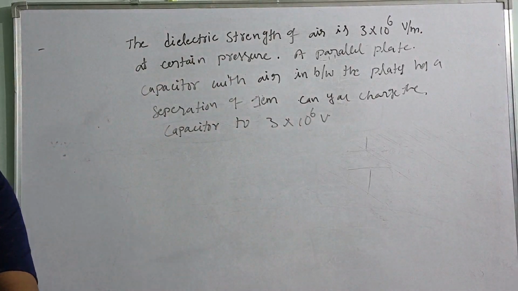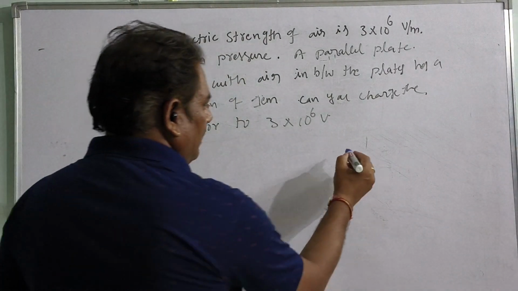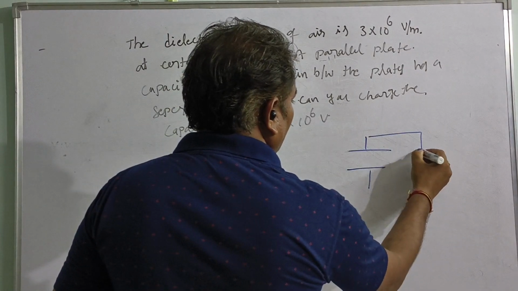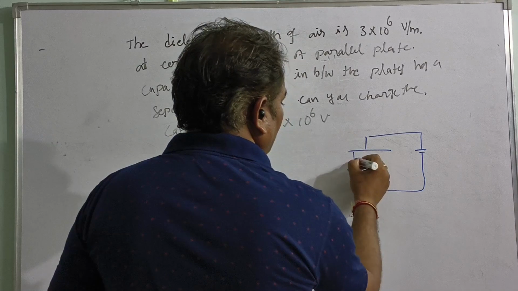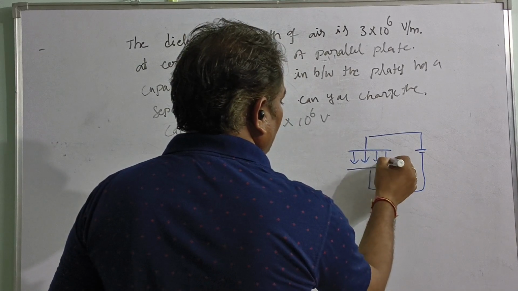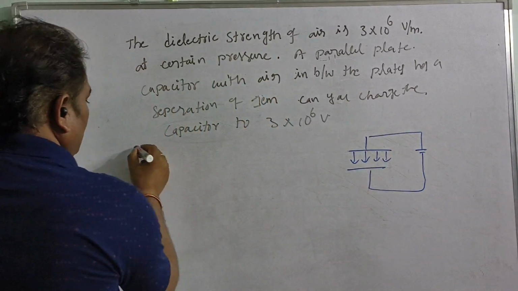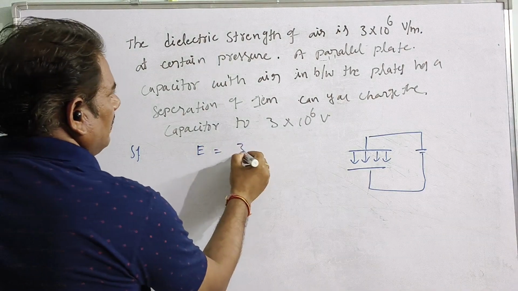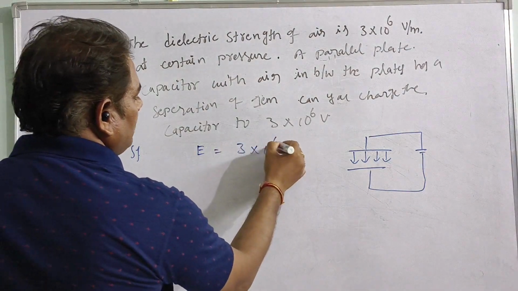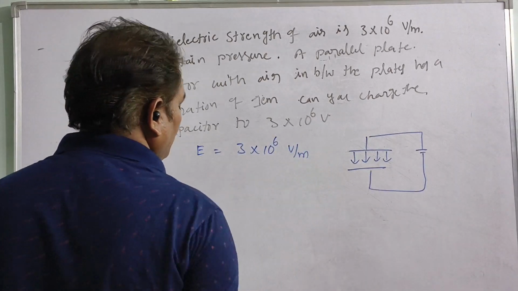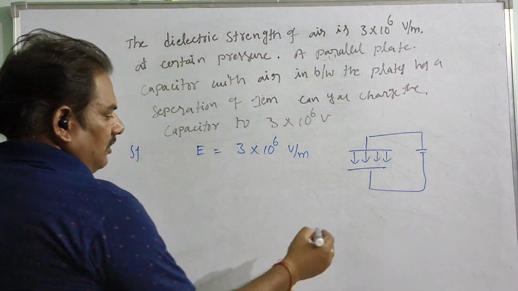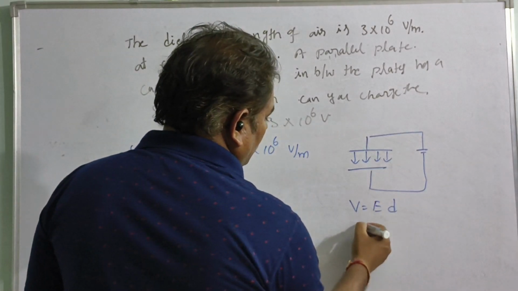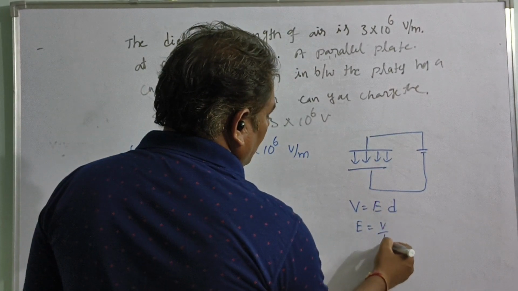Parallel plate capacitor. The parallel plate capacitor is connected to a battery, so there is an electric field. The strength of the electric field is equal to 3 into 10 power 6 volt by meter. We know the formula V equals ED, so E is equal to V by D.